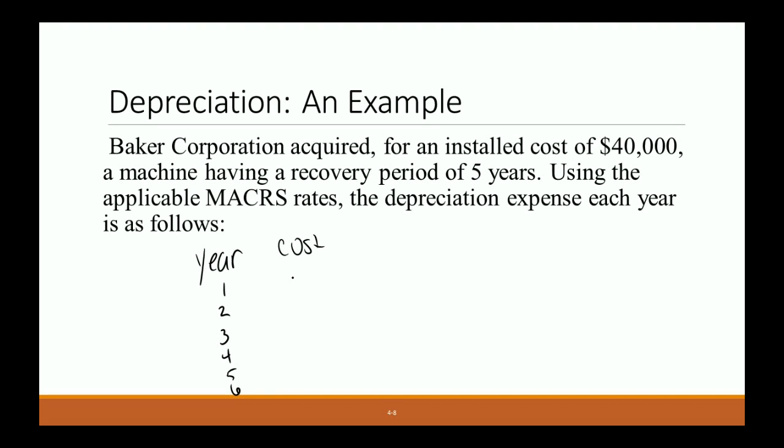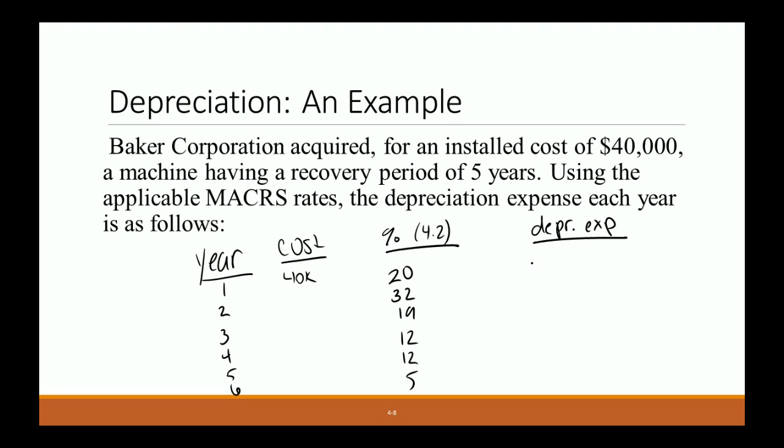The $40,000 cost does not change per year. And then we use these percentages, they're from table 4.2. So in year 1, we are going to recover 20%. Year 2 was 32, 19, 12, 12, and 5. So we can calculate our depreciation expense. So we simply take our percentage and multiply it by the cost.